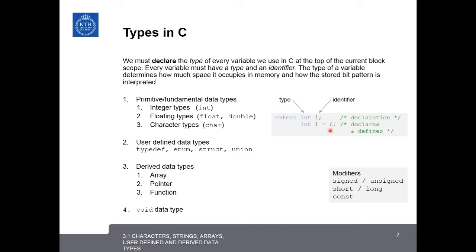In the previous lectures, we already saw the various types of primitive and fundamental data types, including integer types and floating types. Today we'll look at the character types as well. We will also look at user-defined data types such as typedef, enum, struct, and union. And we will also look at derived data types like arrays and pointers, and also the void data type.